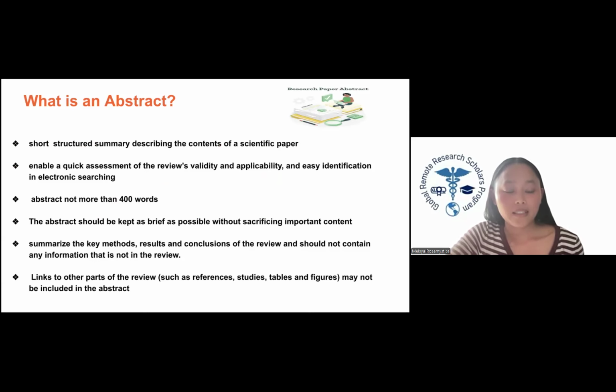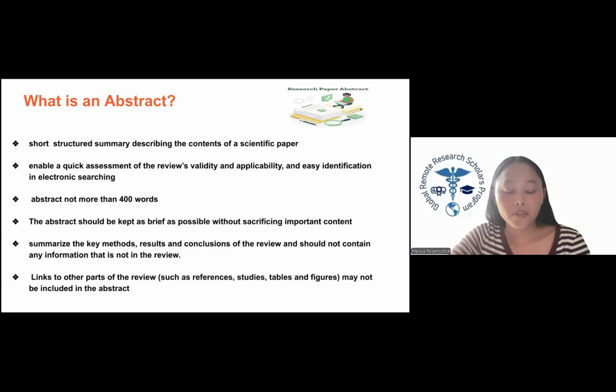Basically, an abstract is a short structured summary describing the contents of a scientific paper. But in the case of a systematic review, especially when you submit it to a conference, an abstract at least should enable the reviewers to review the validity, applicability, and easy identification of the abstract in electronic searching. And this is done by the keywords. So when you see an abstract, at the bottom of an abstract, you will see the keywords that basically represent the content of the abstract.